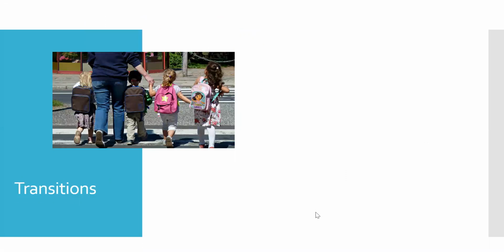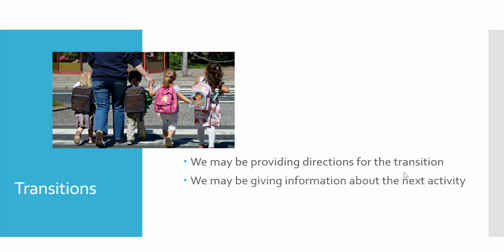And then finally, our last chunk of examples we're going to give is transitions. So we might be providing directions for the transition. And of course, if we can have them all hear that when we say that one time and we don't have to say it 20, it helps. We might be giving information about the next activity we're going to. And sometimes when children get to a new activity, then they disperse and they just get right in there, right? So it's helpful to have their attention before we get there.